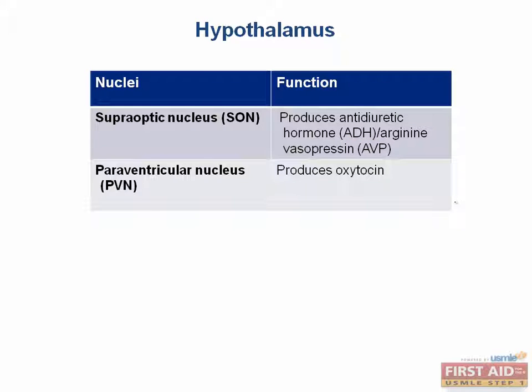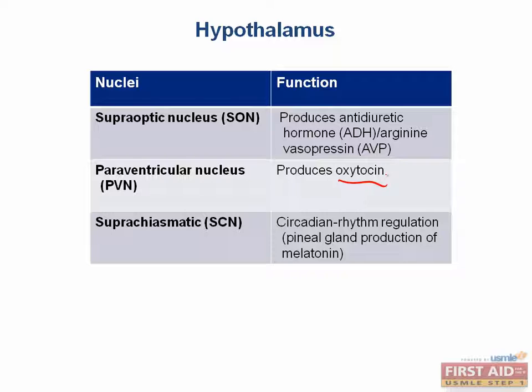The paraventricular nucleus makes the hormone oxytocin, which mediates smooth muscle contractions in the uterus and breast during labor and breastfeeding, respectively. The suprachiasmatic nucleus, which is right above the optic chiasm, which is how it gets its name, suprachiasmatic, is responsible for mediating the sleep-wake cycles based on the amount of light entering the retina. This information then is relayed to the pineal gland, which produces melatonin. This is the hormone that is partially responsible for the sleep-wake cycle.